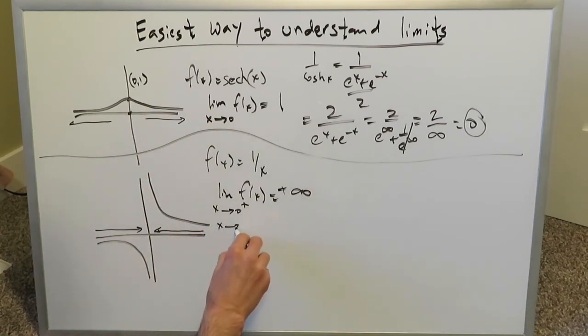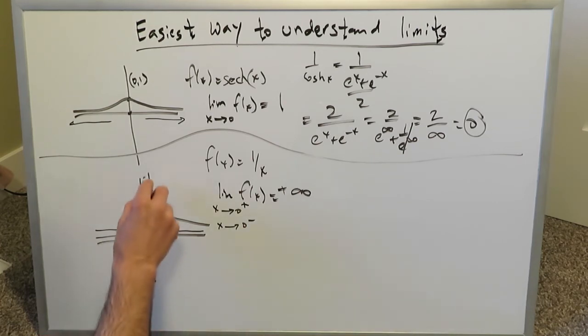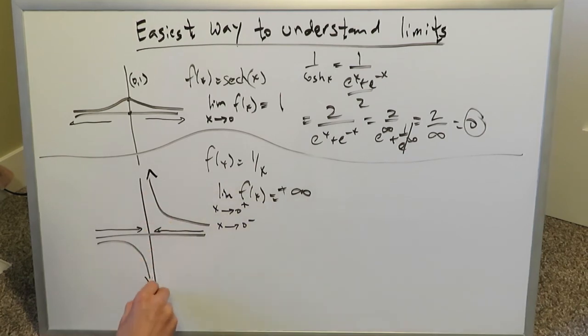As x approaches 0 from the left, the function dips down towards minus infinity. See, here it's going up towards positive infinity, here it's going to minus infinity. So what's your answer here?